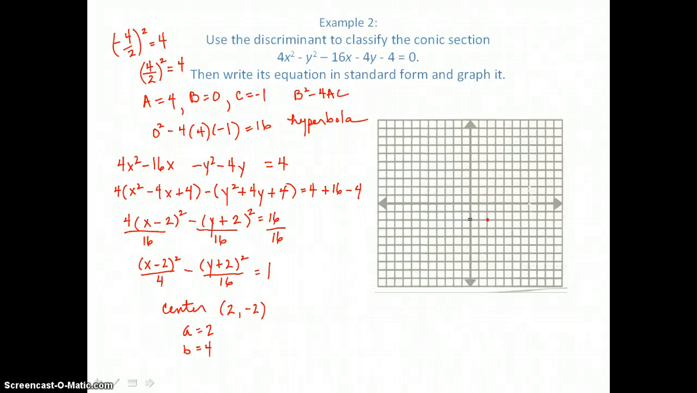And I'm going to go 2 units left and right of the center, a distance of a units to find the vertices. And then I'm going to go up a distance of b units, or 4 units, and down 4 units from the center so that I can draw a box through those points. A box that I'll be able to draw my asymptotes for this hyperbola through.